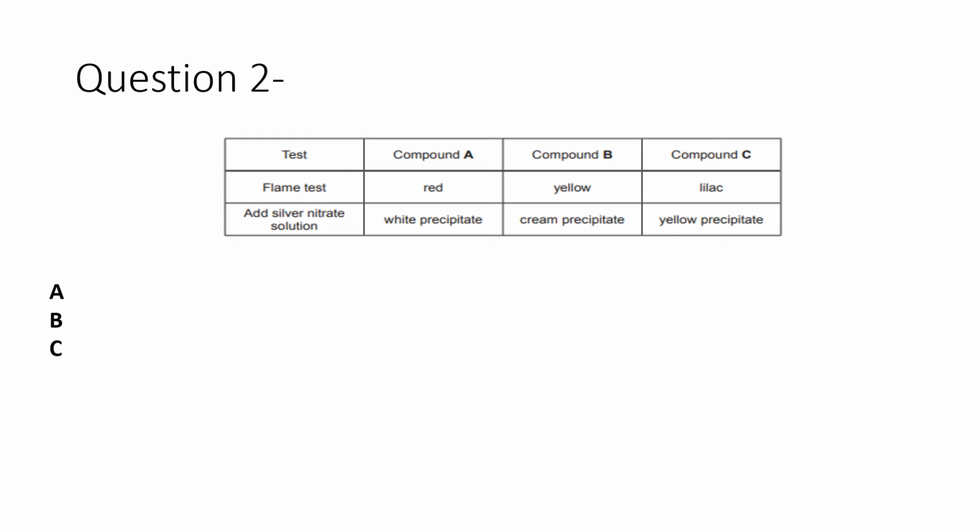In question 2, you're given a table of results of compound A, B, and C, with 2 types of tests that were performed to try and identify the compound. Compound A gave a red flame test and a white precipitate. We know that a red flame test is lithium and a white precipitate is chloride.